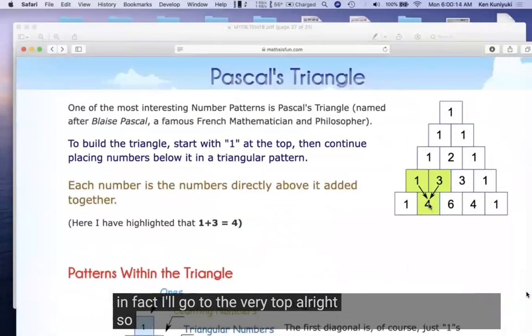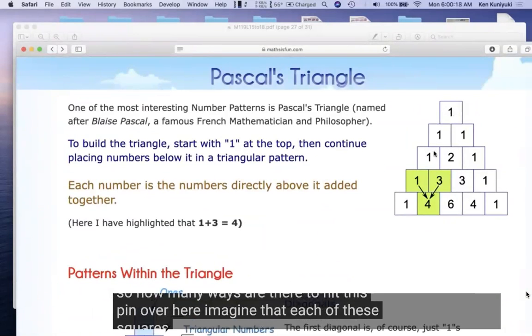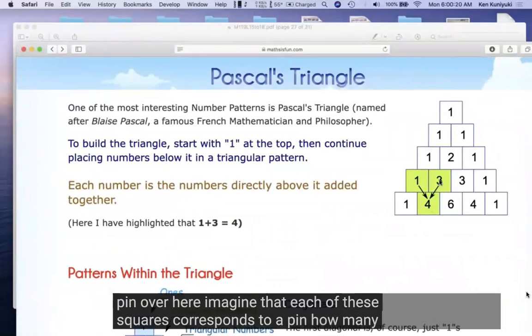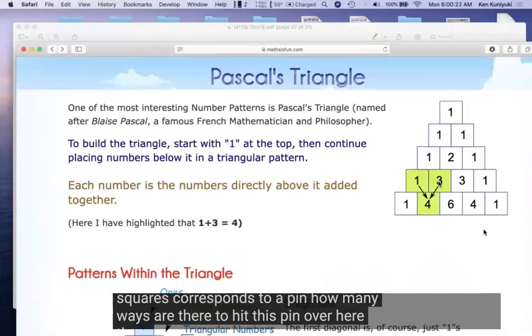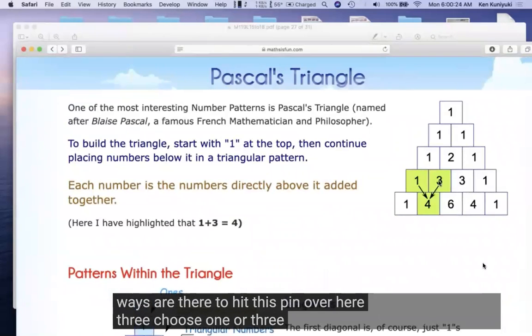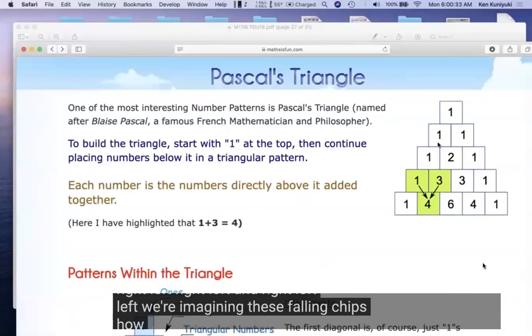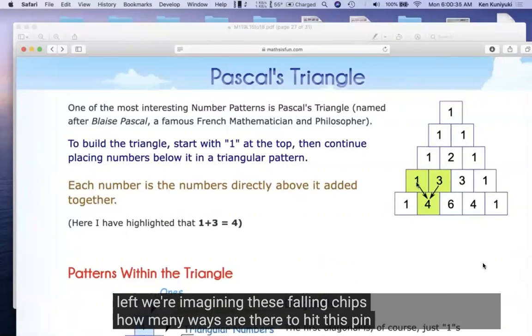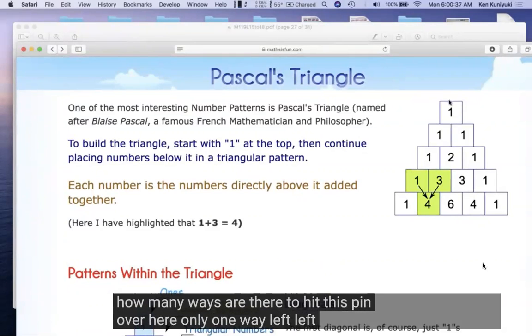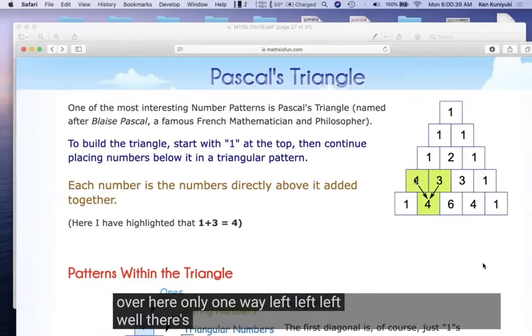All right. So how many ways are there to hit this pin over here? Imagine that each of these squares corresponds to a pin. How many ways are there to hit this pin over here? 3 choose 1, or 3. Left, left, right, left, right, left, and right, left, left. We're imagining these falling chips. How many ways are there to hit this pin over here? Only one way. Left, left, left. Well, there's one way to hit this pin and 3 ways to hit this pin.